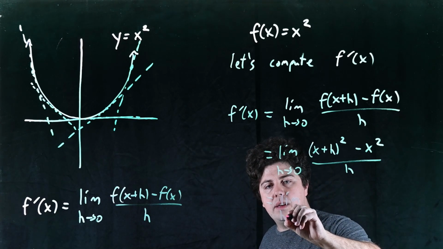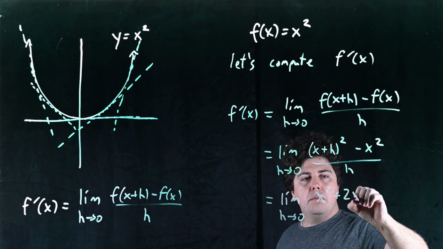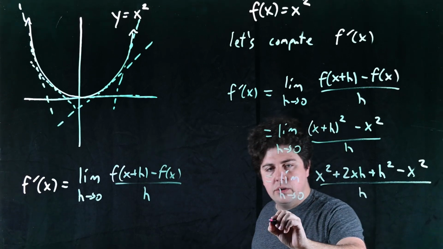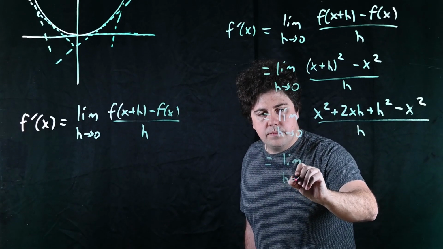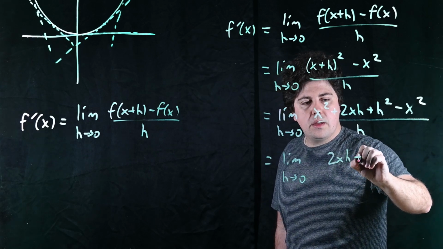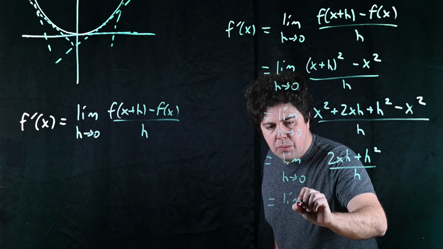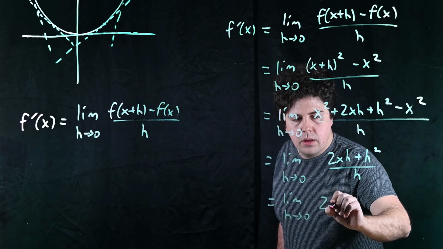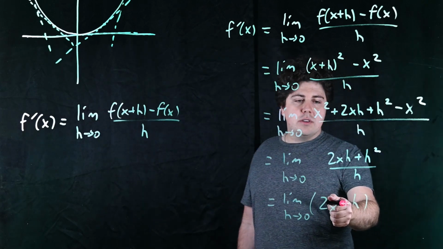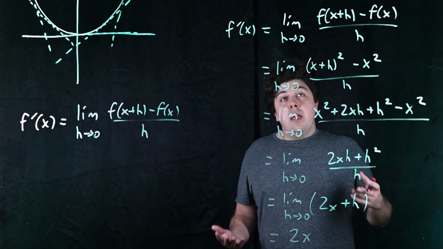So if we take the limit as h goes to 0, of course, let's FOIL this out. Upstairs, we get x squared plus 2xh plus h squared minus x squared over h. But the x squared cancels out, so we just get 2xh plus h squared all over h. Then we can factor an h out, and we get the limit as h goes to 0 of 2x plus h. But now this function is a continuous function in h. We can just plug in h is equal to 0, and we get 2x. And that's our derivative function.